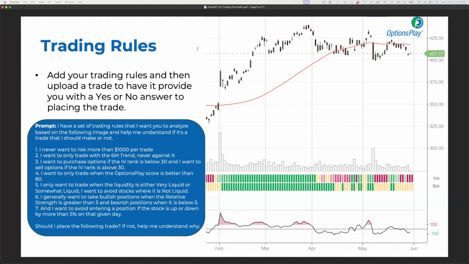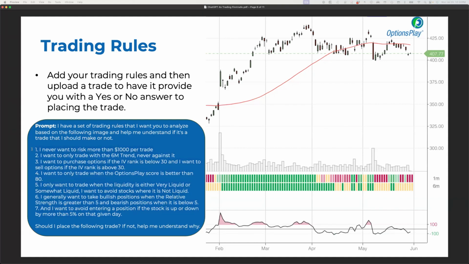The second thing I want to show you is talking about your trading rules, right? So once you've identified a chart, once you've identified a specific symbol that you want to trade, when it comes to options, there's usually a lot more things that you need to incorporate into your trading rules for an options trade. Just as an example, I've written out 7 rules that I generally might want to use in my trading when I'm trading options.